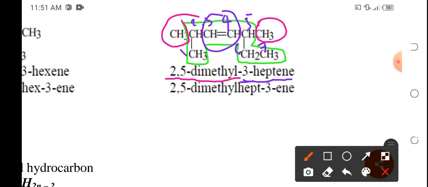Okay? And the synonym for this one is 2,5-dimethylhept-3-ene. Itong ulitin natin, doon sa synonym, yung locant lang ay nai-insert in between the prefix for the carbon atom and the suffix for the double bond. Nevertheless, parehas pa rin sila. Okay?